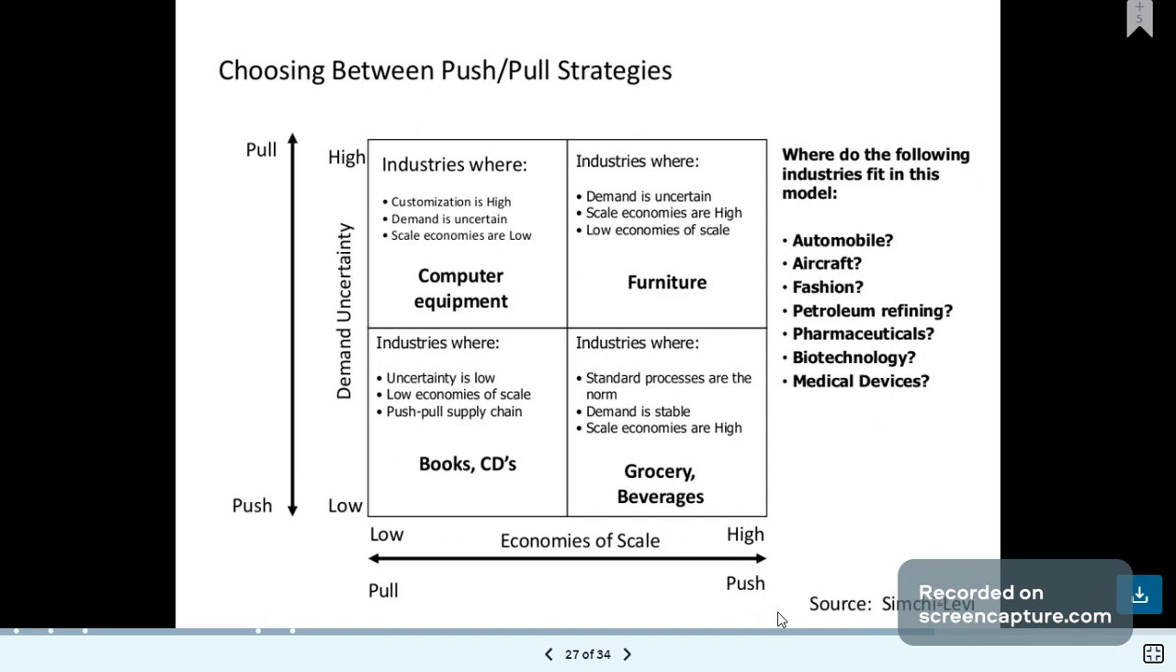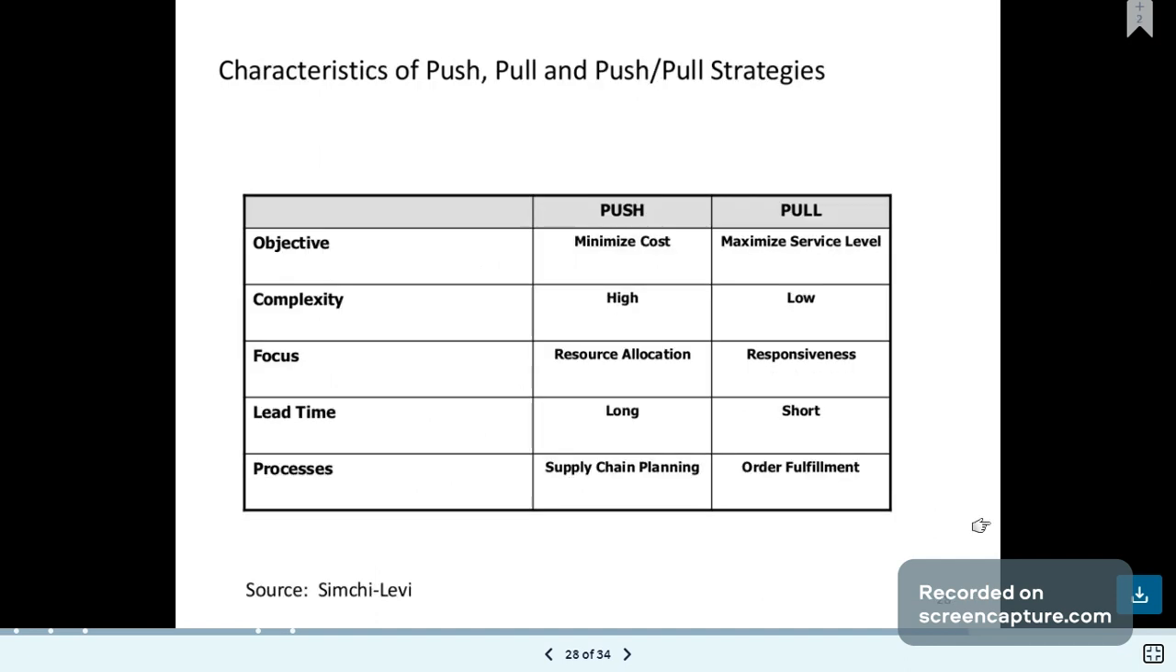In this graph we can see push and pull categories. The push category goes low, and the pull category goes high. Okay, these are the industries where customization is high, demand is uncertain, and economies of scale are very low: computer equipment, furniture, books, CDs, and grocery beverages. Okay, and this is the economies of scale axis, left to right, pull to push and push to pull, low and high, as you can see on the screen.